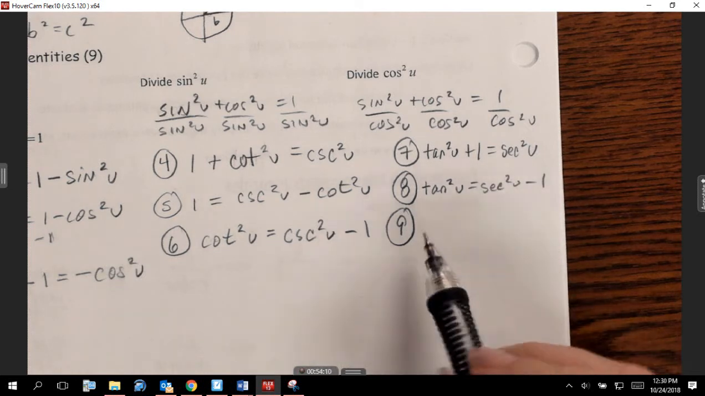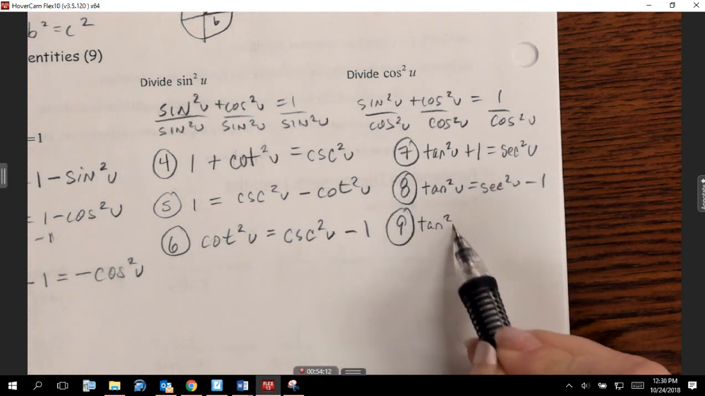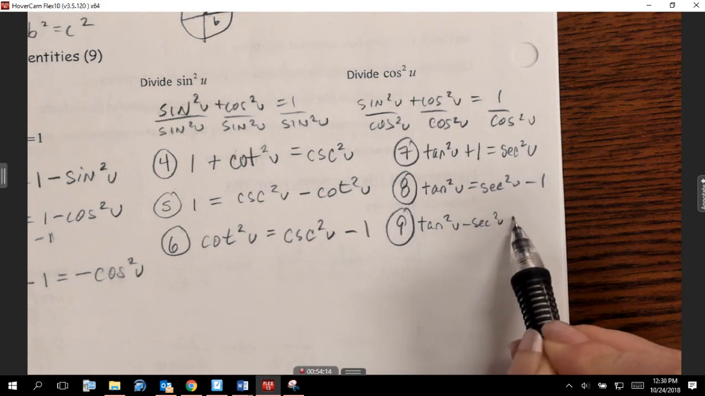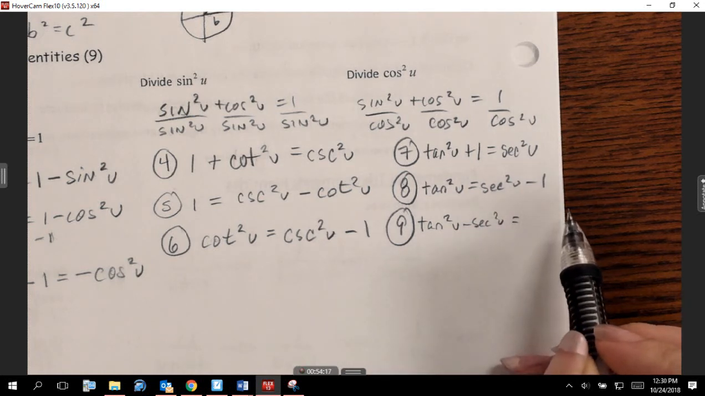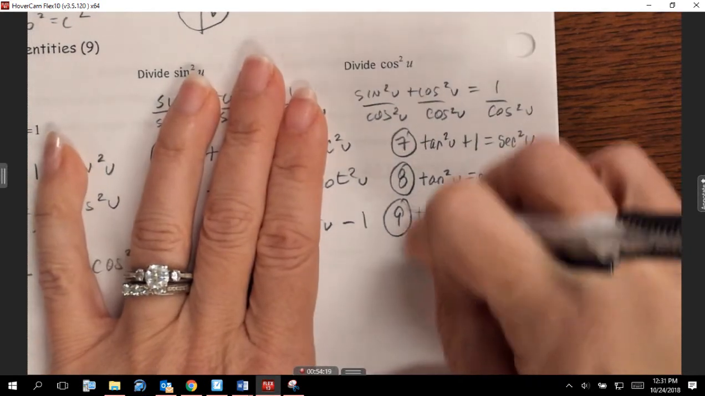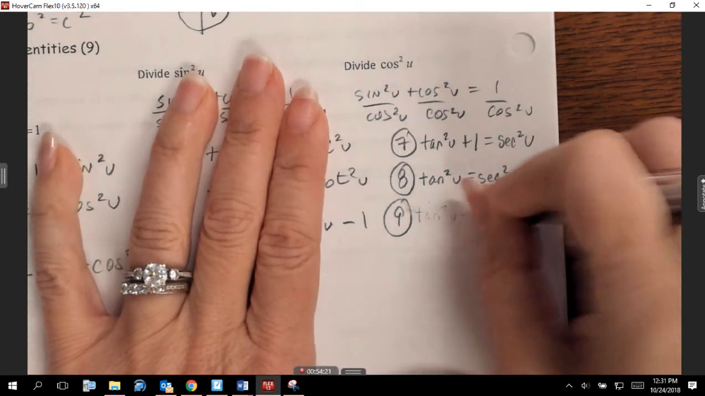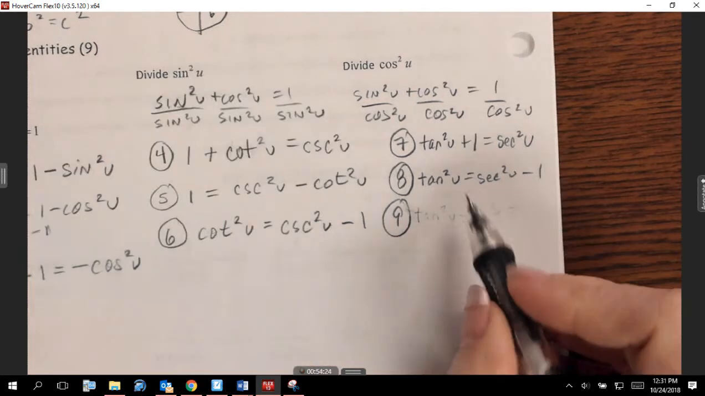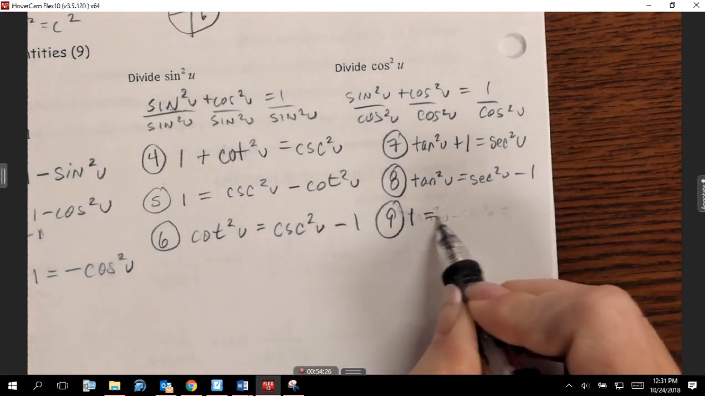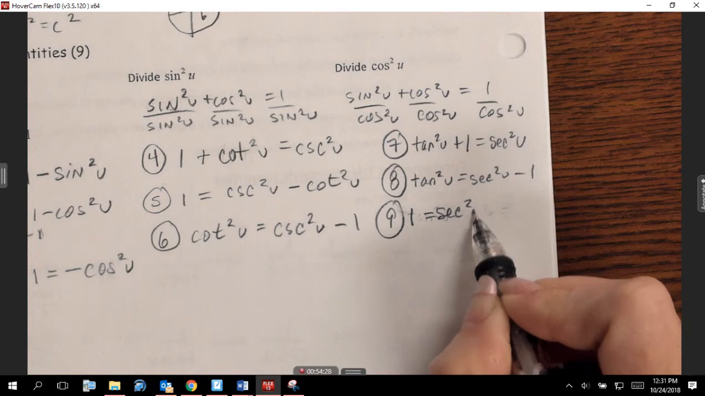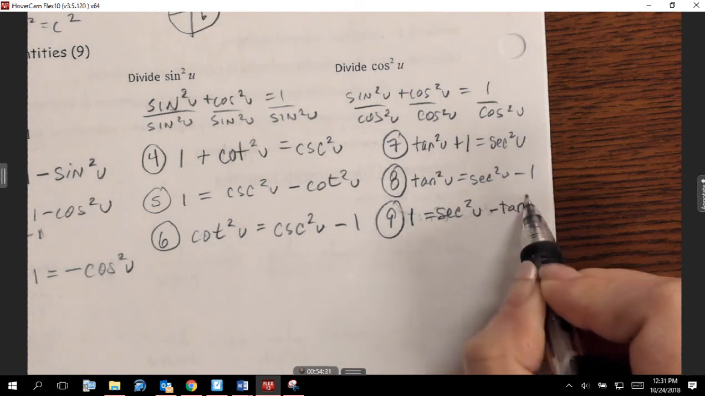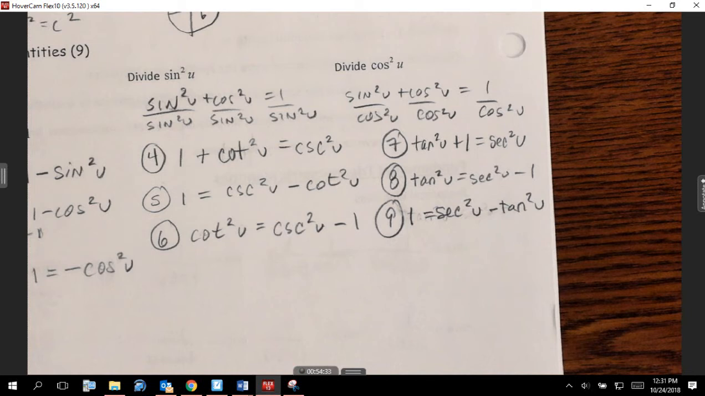Or I could have subtracted secant, getting tangent squared u minus secant squared u equals, whoop, that's not what I meant to do. Okay. Subtract the tangent squared. 1 equals secant squared u minus tangent squared u. If I had subtracted the secant, I'd also have to subtract the 1, and we'd have something equals -1. You could do that too. This just isn't just the main ones.